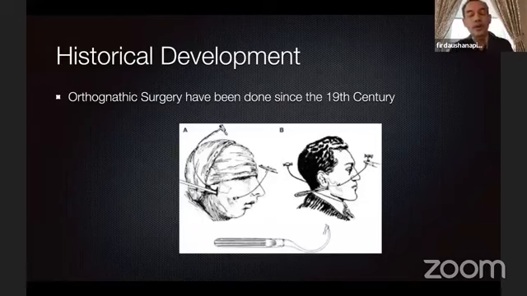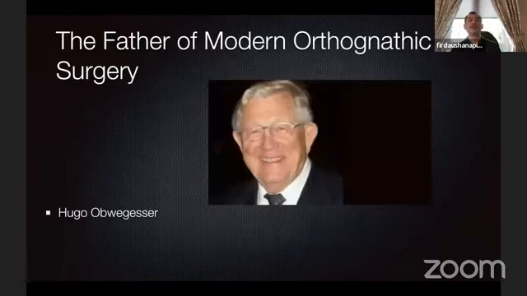Now, going back to the content of the story. Orthodontic surgery is something that is not new. It's been done since the 1850s and 1860s, during the time of the Civil War in America. So it has been done since the 19th century. This is one of the early diagrams of cases of coronoidectomy or condylectomy done during those years. But the father of modern orthognathic surgery was Hugo Obwegeser, an Austrian man.